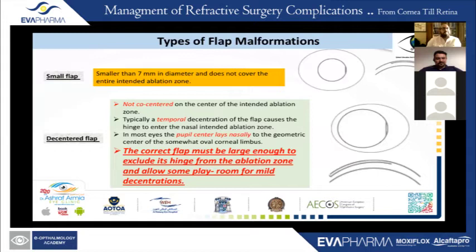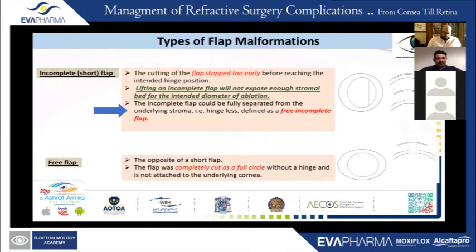What are the types of malformation of the flap? You may have a small flap, which is defined as smaller than 7 millimeters in diameter and does not cover the entire intended ablation zone. Or it's a decentered flap, which means it's not co-centered. It's typically a temporal decentration of the flap, and usually the pupil center lies a little bit nasal to the geometric center. You must know that the correct flap must be large enough to exclude its hinge from the ablation zone and to allow some playroom for mild decentration.